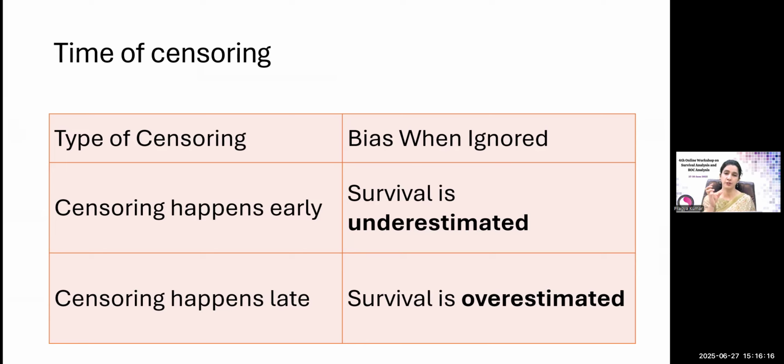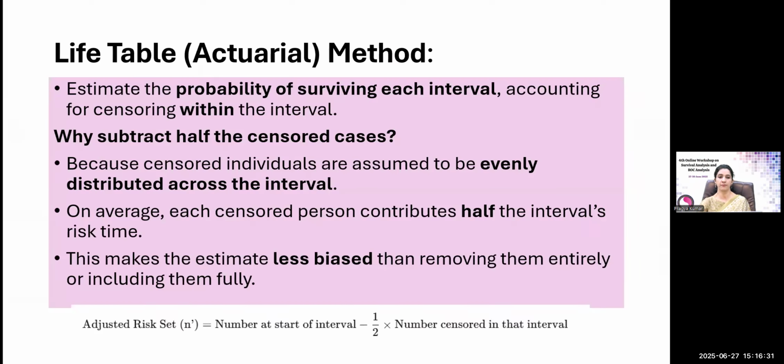That means it should be early, middle, and late in both groups. Or even if it is late, it should be late in both groups. Because if there is a differential pattern of censoring in the two groups, then there will also be a difference in the estimation of survival time.